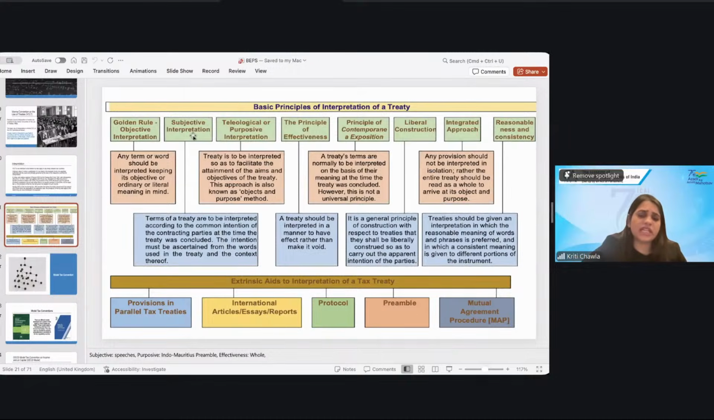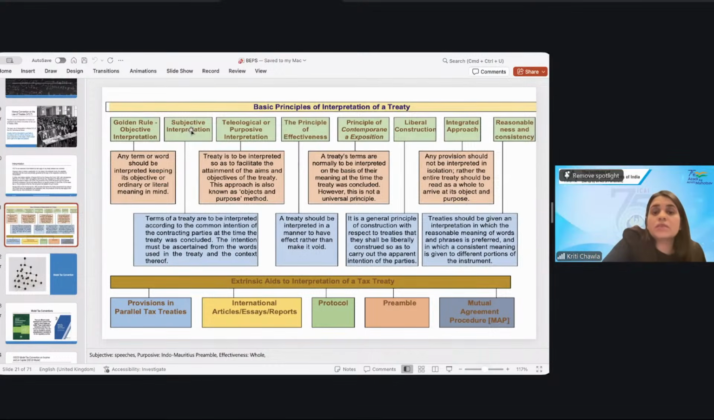So as far as subjective interpretation is concerned, you could actually look at the speeches out there when the Indo-Mauritius Treaty was negotiated. There was a speech out there, and you can look at these particular speeches to understand the common intention of the contracting parties when the treaty was being concluded or when the treaty was being finalized.